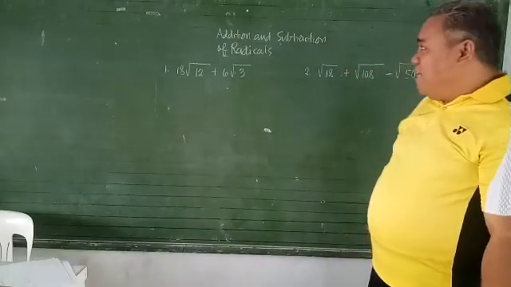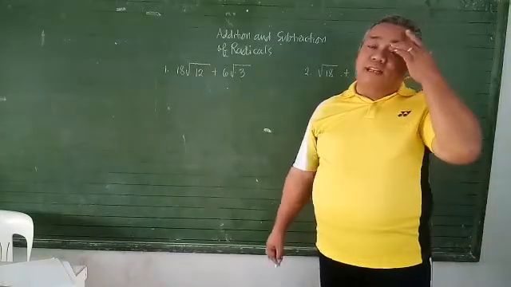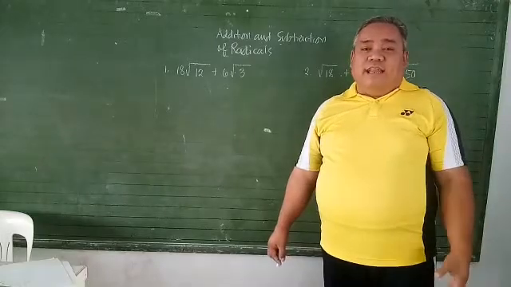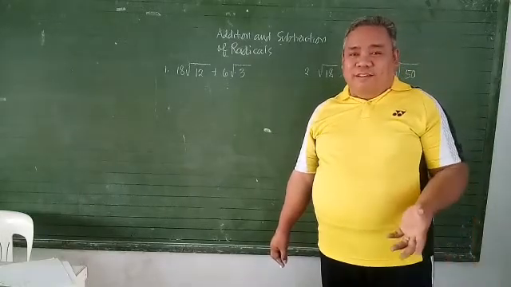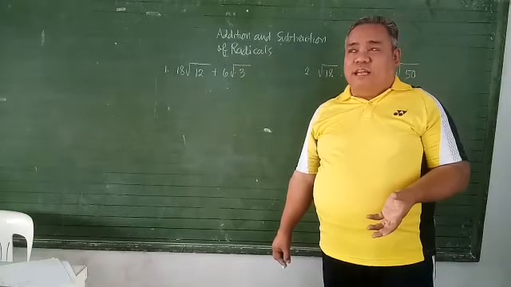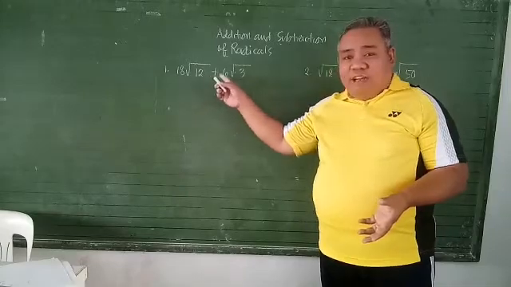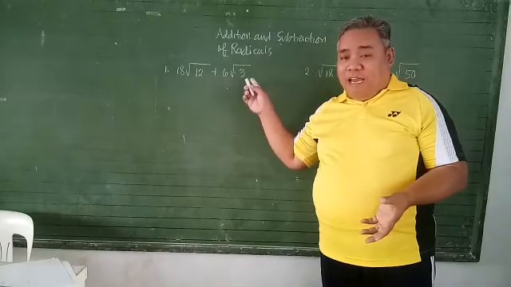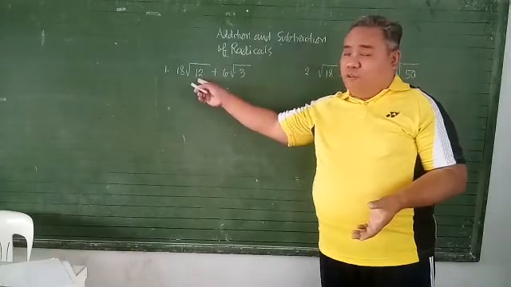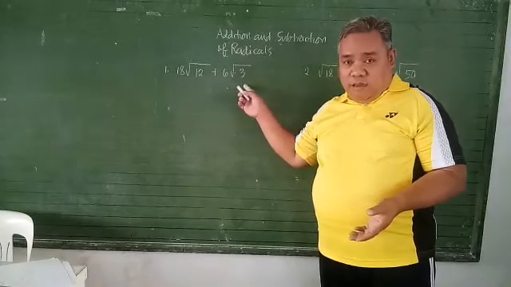Now, let's go to the addition and subtraction of radicals. Let me remind you again how to add and subtract radicals. To subtract and add radicals, kinakailangan sila ay pareho ng irrational number, pareho kailangan sila para mai-add mo sila. In this case, hindi pa sila pareho ng radicals. So ito is square root of 12, ito may square root of 3. So in this case, hindi rin siya pwede i-add right away.